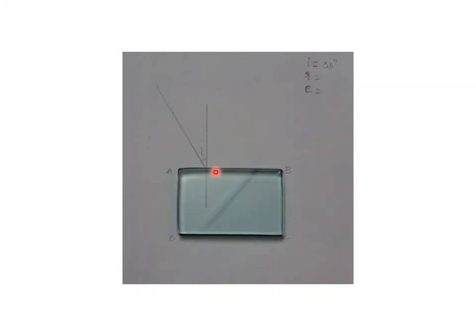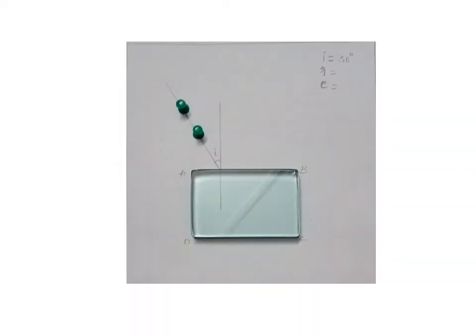Now coming to this slide, just place your rectangular glass slab, and this is your normal, and this is your incident ray, making an angle of 30 degrees with the normal. So in this way you have to continue. Here you have to place two pins on the incident ray. So that is what you are observing in this slide.